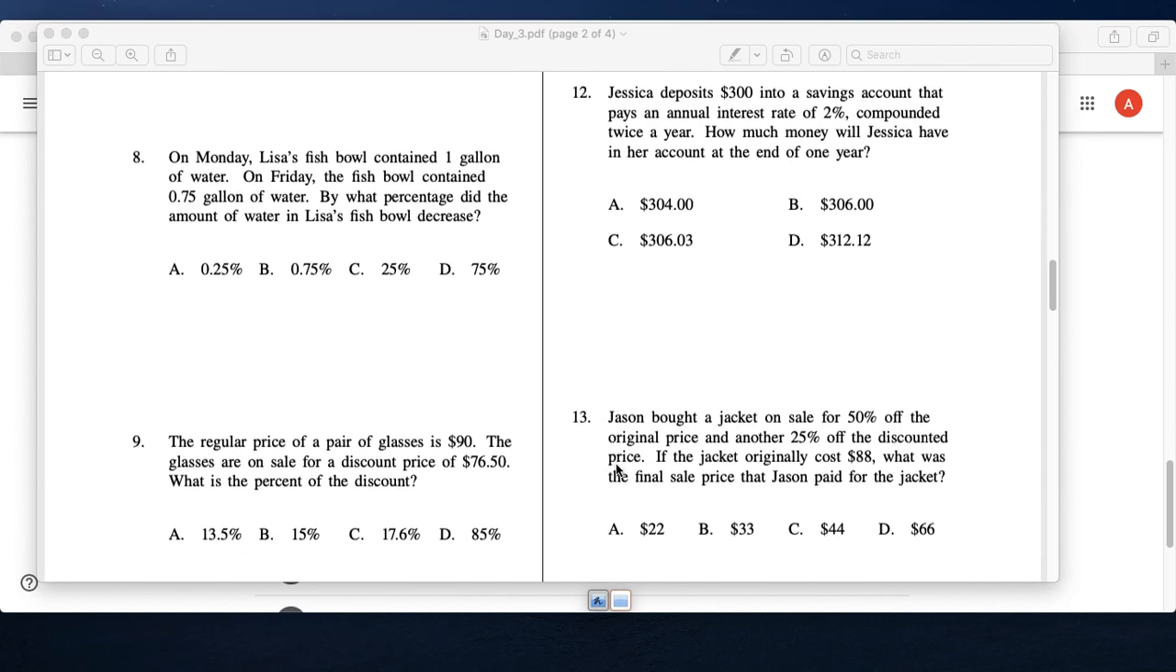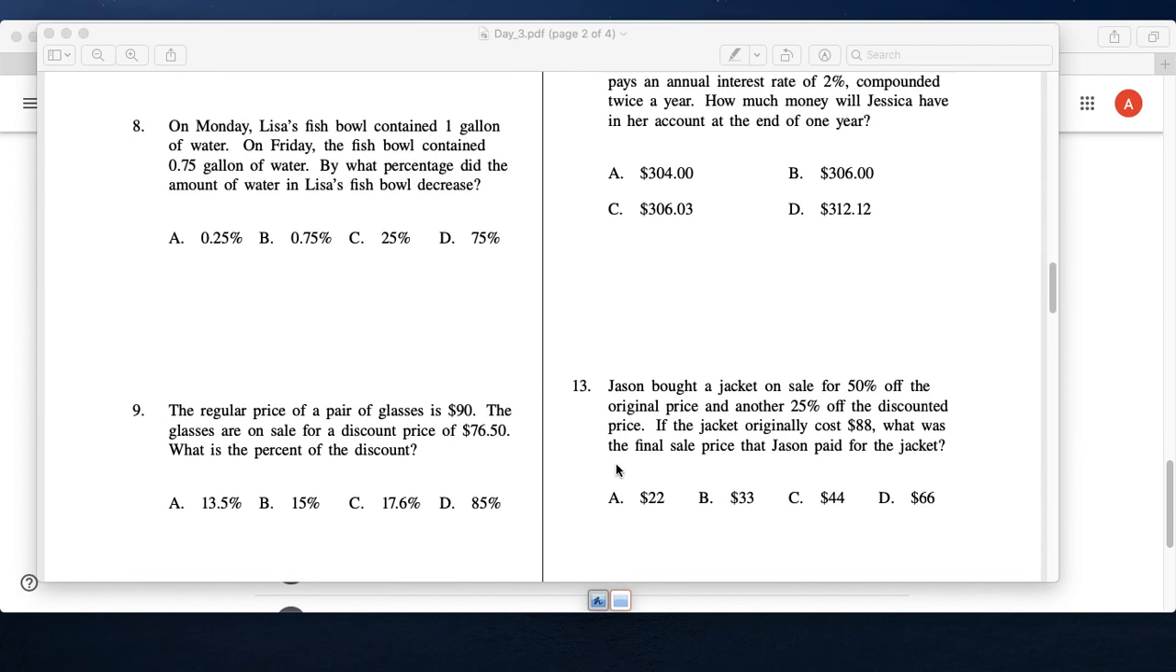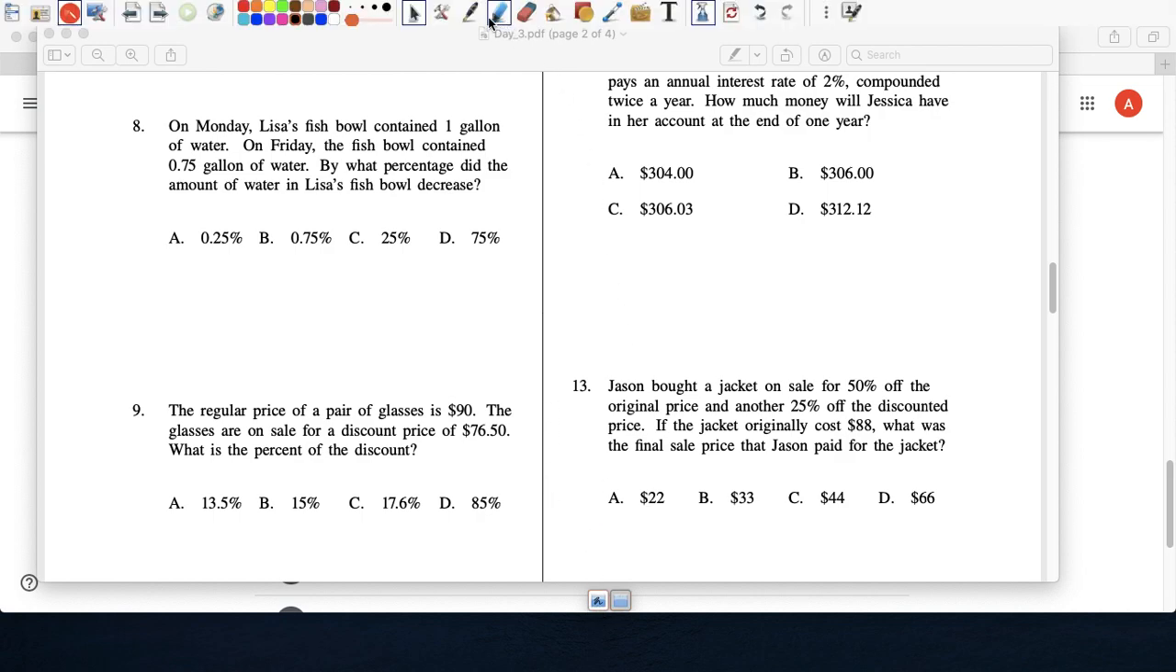8. The fishbowl contains 1 gallon of water, and after frying, the fishbowl contains 0.75 gallon. What percentage did the amount of water decrease? What was the percent of decrease? Choose percent of change, right? The old was 1 gallon, so new minus old divided by old: 0.75 minus 1 is negative 0.25 over 1.